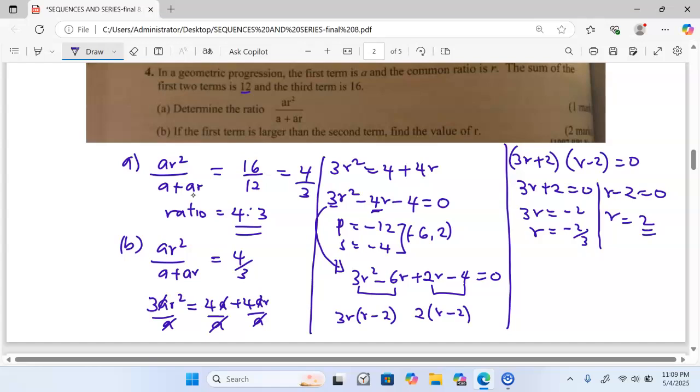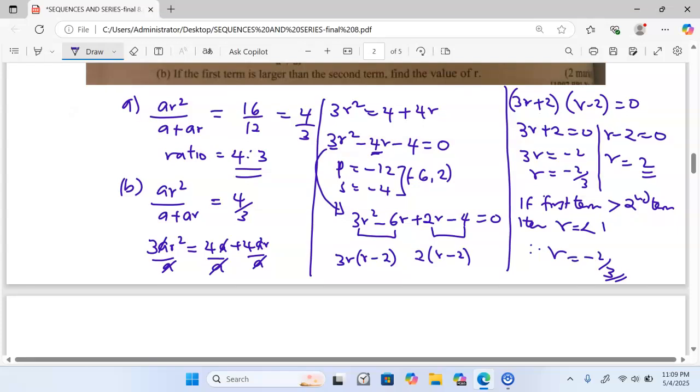But if the first term is larger than the second term, then our common ratio r must be less than 1. It must be less than 1, and therefore the value of r for that case is going to be -2/3 and not +2.